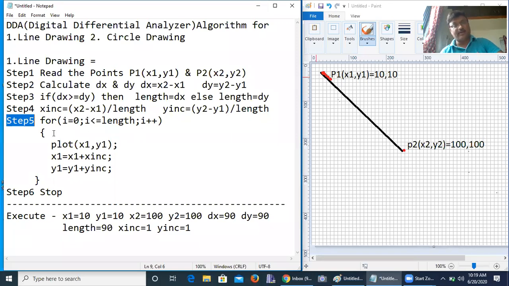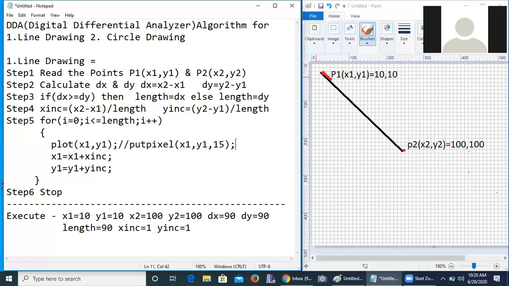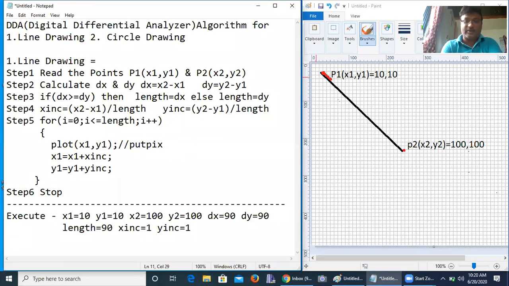And then I am going to plot the point. Plot means put the pixel. Suppose I am writing this in a program. What you can write here is putpixel, which is the function. In putpixel, you have to pass the parameters x1, y1, and the color, such as 15, or you may type WHITE in capital letters.